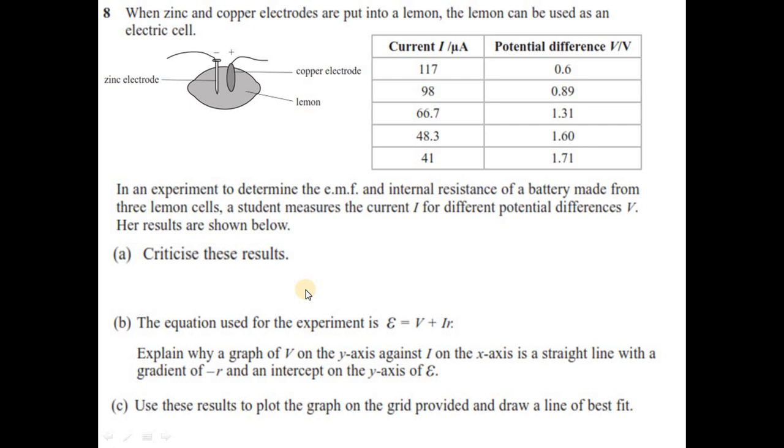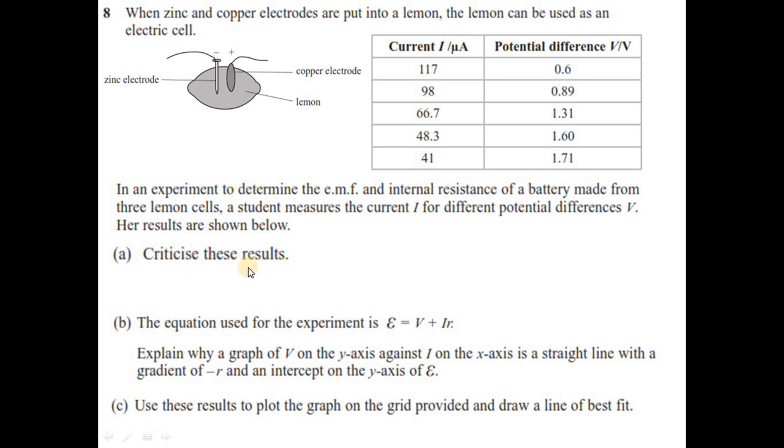Question number 8. When zinc and copper electrodes are put into a lemon, the lemon can be used as an electric cell. This is the lemon with zinc and copper. In an experiment to determine the EMF and internal resistance of a battery made from 3 lemon cells, a student measures the current I for different potential differences V. Her results are shown in this table.